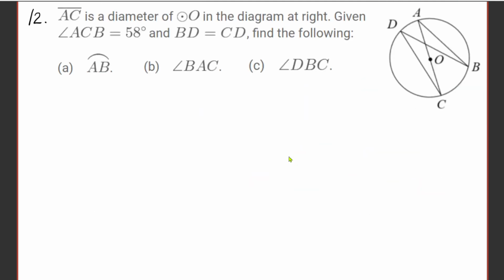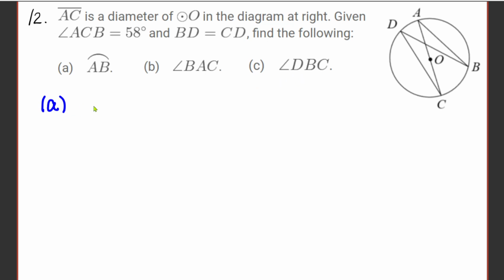Okay, next let's have a look at question number 12. So here AC is the diameter of circle O. Given angle ACB is 58 degrees and BD equals CD. Find the following: A. Arc AB, B. Angle BAC, and C. Angle DBC.